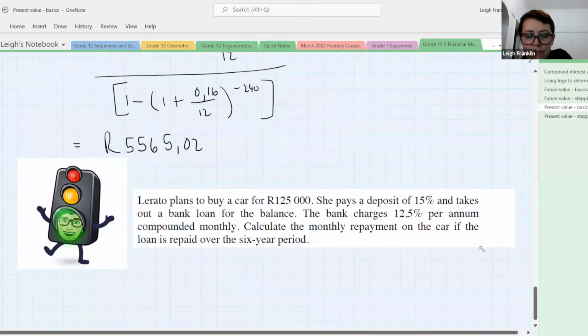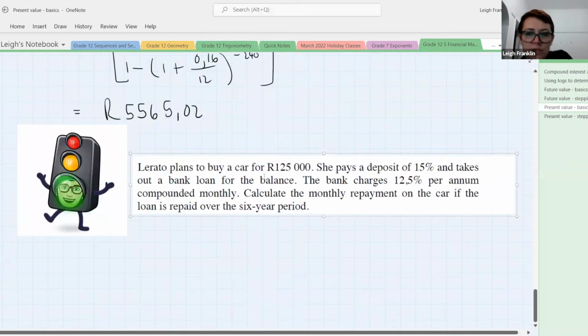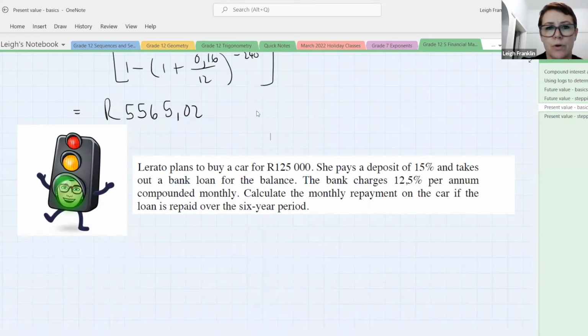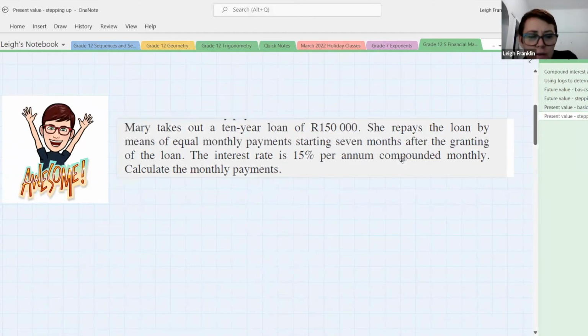Right, do we want to try another one? Or do you guys want to move on to something a little bit more difficult? Can we move on to the more difficult questions? How are you feeling? Want to practice another easy one, or can we move into the more difficult work? Difficult, I agree. All right, that's great because I've got lots of difficult questions planned for you. So let's jump into it. The first one: Mary takes out a 10-year loan. Hang on a second.